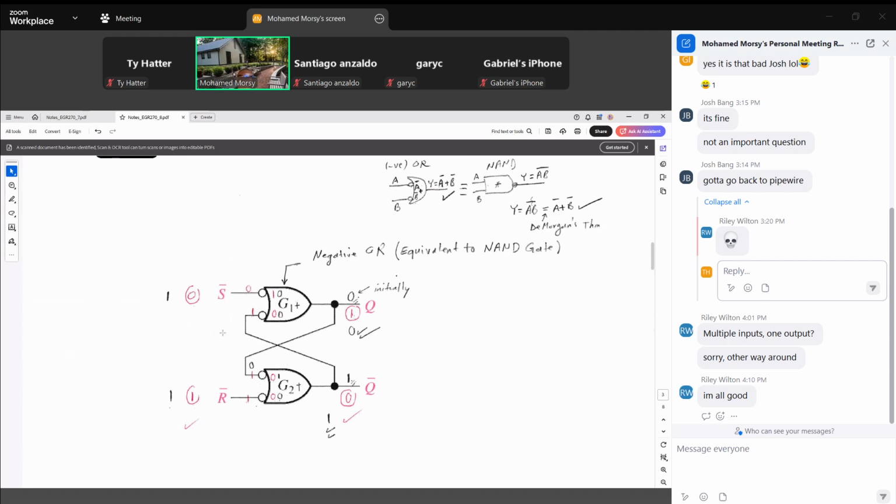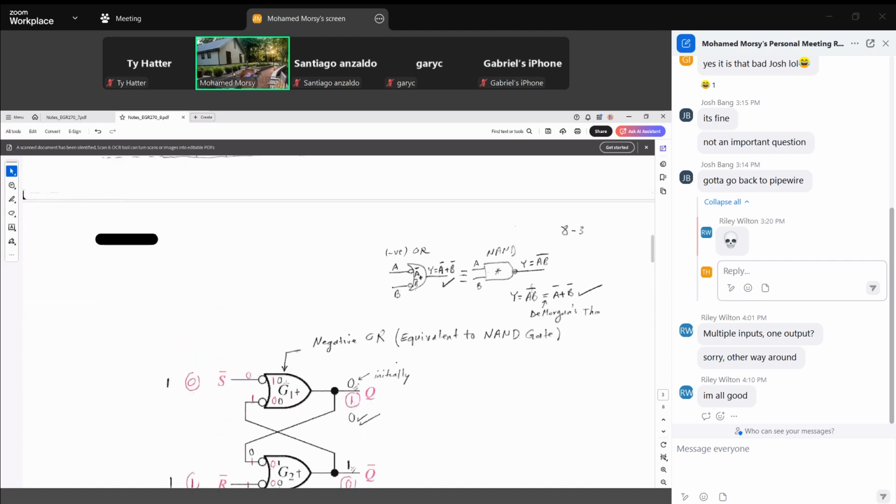The same thing. S inverted and R inverted are inputs here. So if S is 0, S inverted is 0, and R inverted is 1. So like we talk about S is 1 and R is 0, so this sets the output to 1. And of course, Q inverted will be 0. Negative OR, we spoke about the negative OR before.